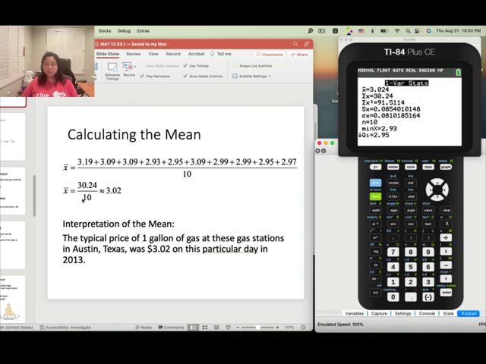Exactly the same thing. We just want 2 decimal places instead of 3 decimal places. Okay, you could see the summation of x equal to 30.24. So this is the summation of x. And then we also have the n. The sample size is going to be 10. Okay, so this is how you guys find the mean.